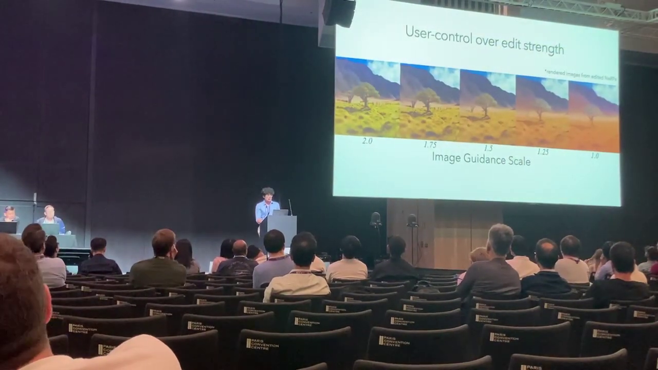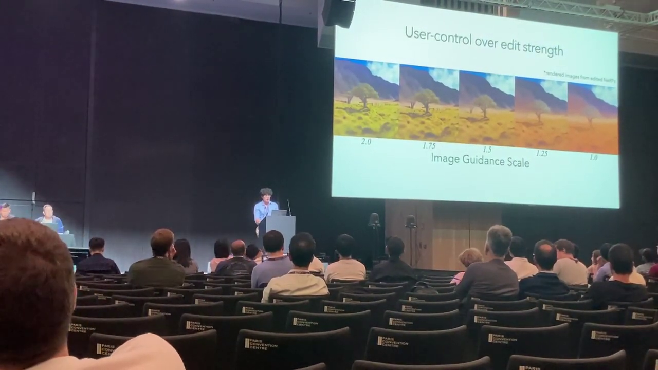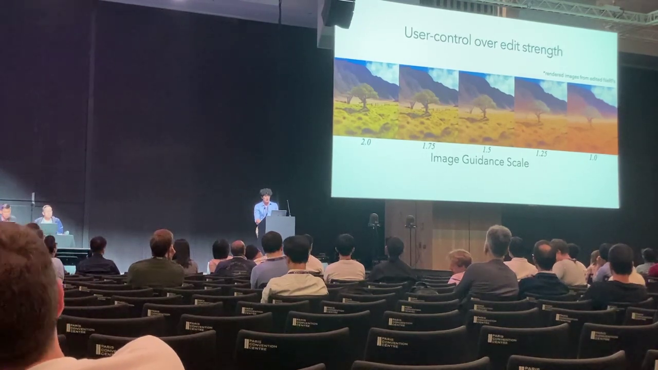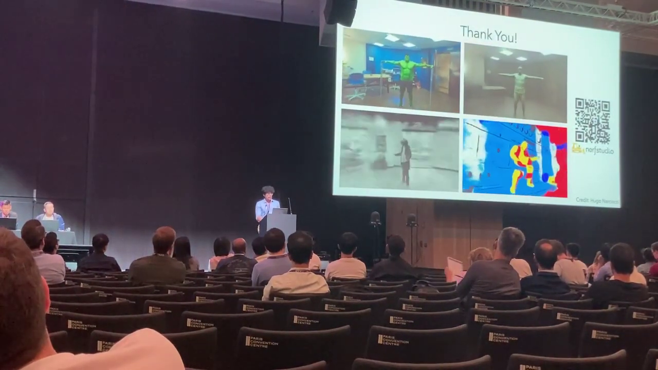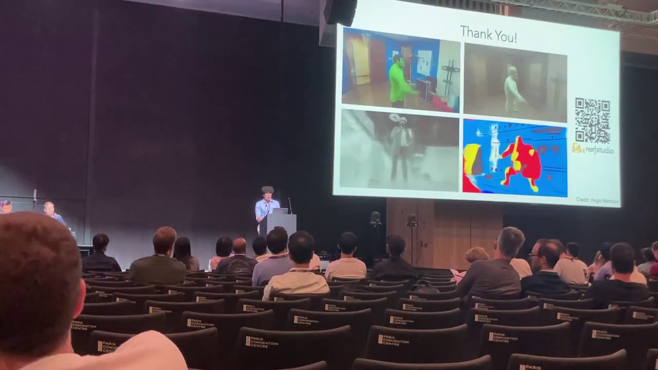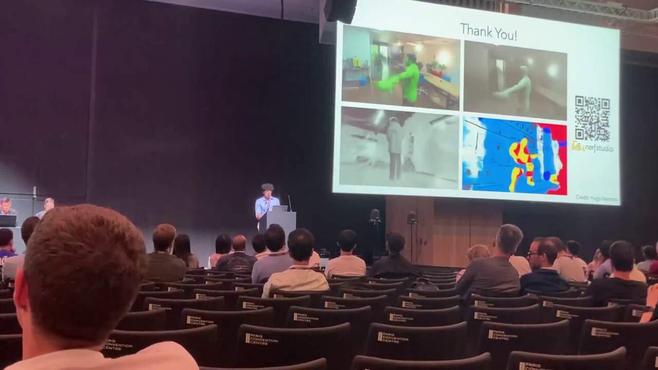A cool feature of the system is that it can control the strength of an edit by changing the guidance scales of Instruct-Pix2Pix, making the scene more or less like a desert. And so to wrap up, here are just some of the many cool edits people have been making with our code online, so definitely go try it out.